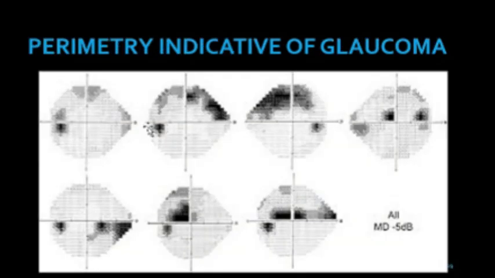And then this is what we call arcuate field defects, as seen in perimetry, indicative of glaucoma. So you see early changes, early vision loss in this patient, unlike the previous one I showed you, where it was just in the vertical hemisphere.